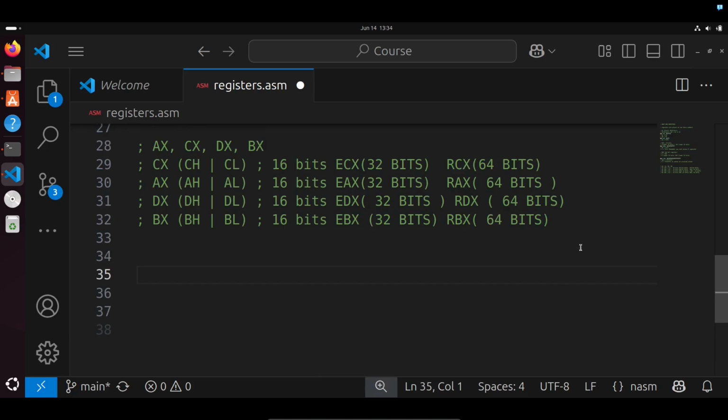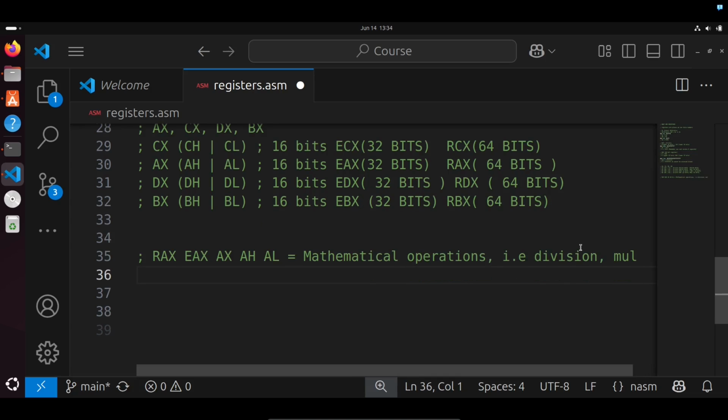So they're the general purpose registers. So the AX registers, you know, RAX, EAX, AX, AH, AL, they are for mathematical operations, i.e. division, multiplication, adding, subtraction, things like that, okay? And it's generally referred to as the accumulator register, okay?